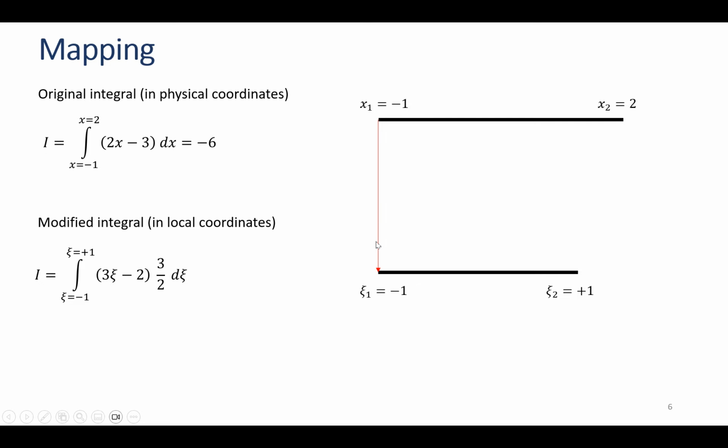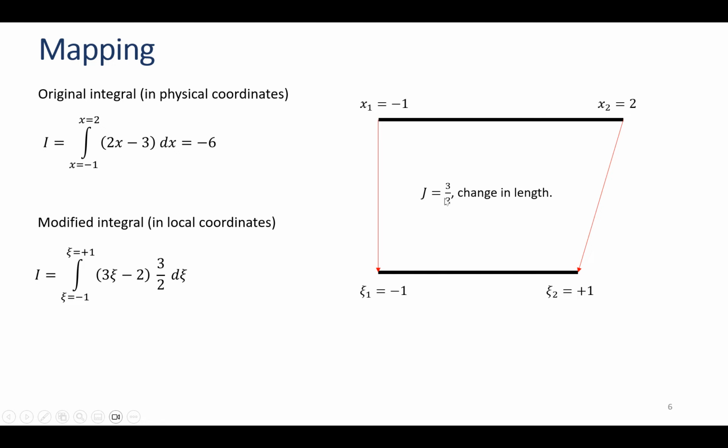Okay, and this element is mapped to this element. So this point goes to this point, and this point goes to this point, and here, as we can notice, there is a change in length. Originally, in the x coordinate system, the length is 3, whereas in the y coordinate system, the length is 2. Now, this Jacobian 3 by 2, remember this 3 by 2, it tells us the change in length from the physical coordinate system to the local coordinate system.